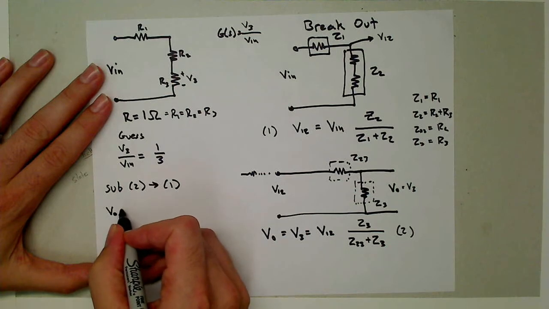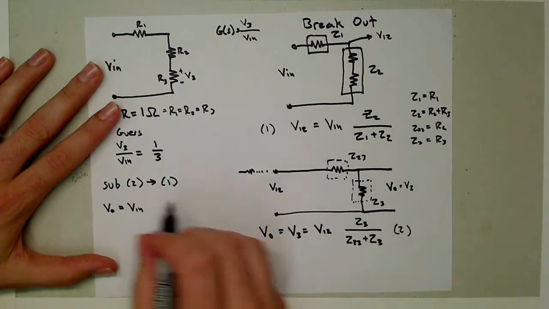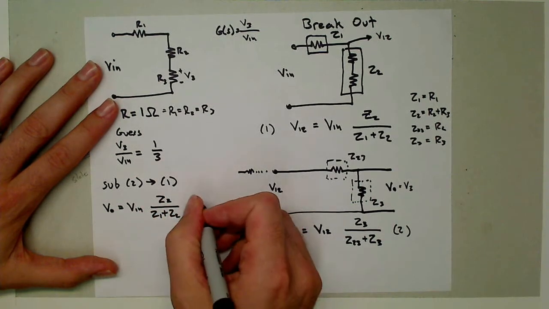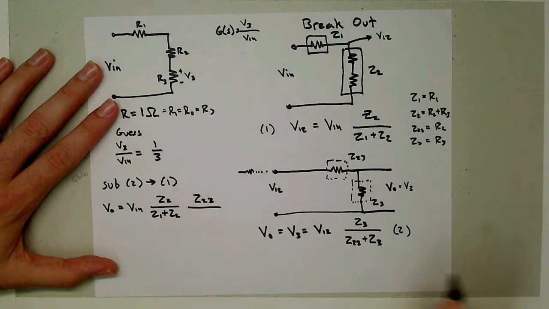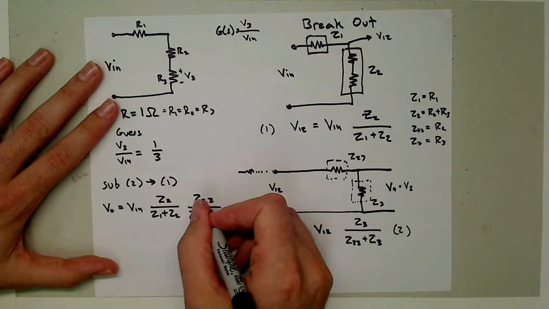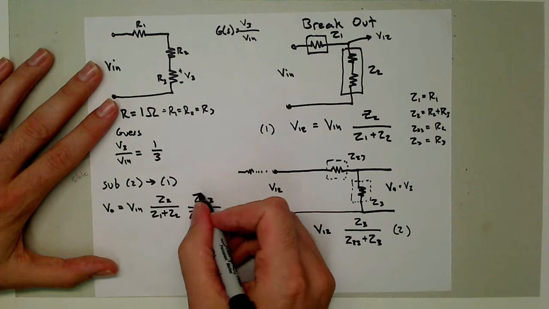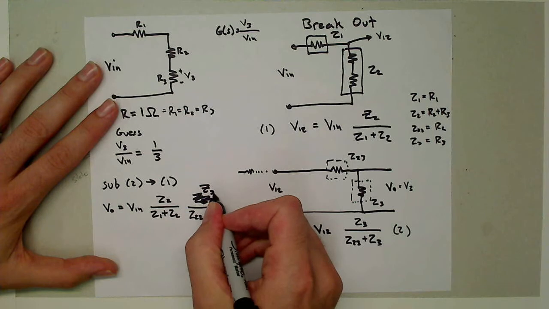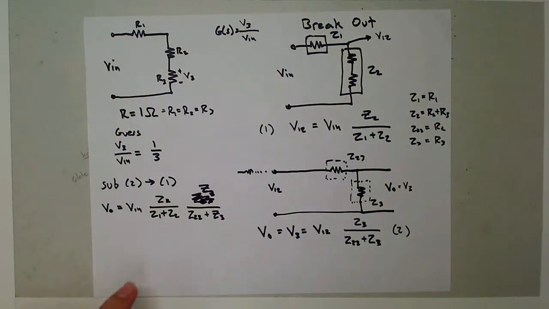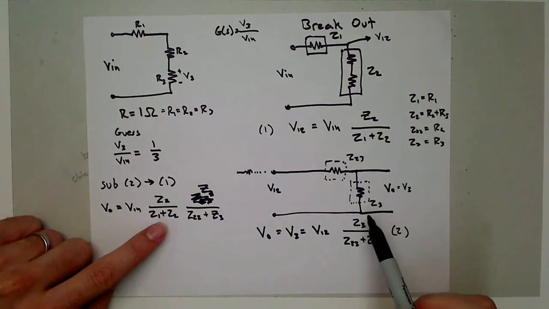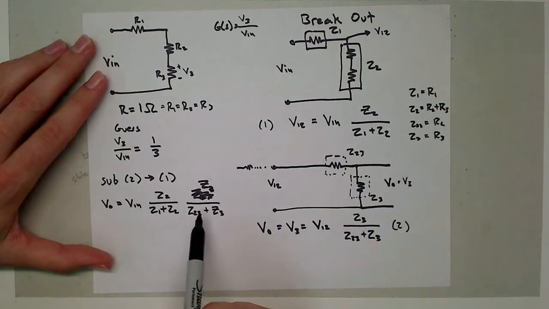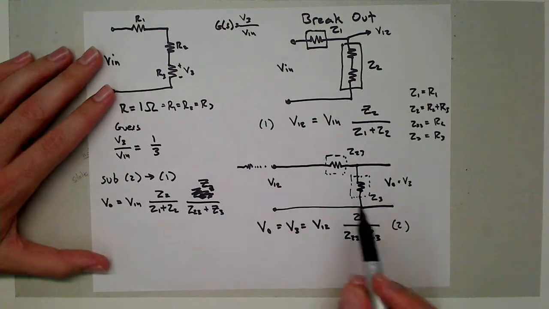V out is equal to V in times Z2 over Z1 plus Z2 times Z3 over Z23 plus Z3. Oh, sorry, this is not Z23, sorry. This is Z3. Okay. So basically, I'm just using this voltage divider twice to give me this set of equations. So now I have V out over V in is multiplied by this set of impedances. And now I'll just plug back in for all these impedances.